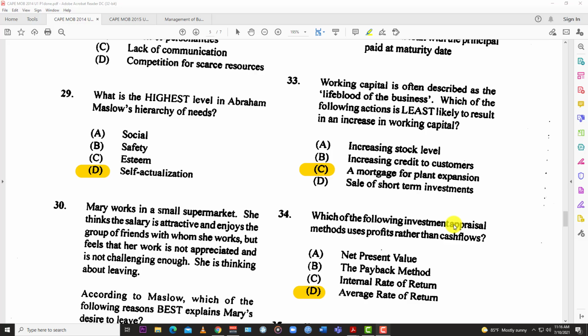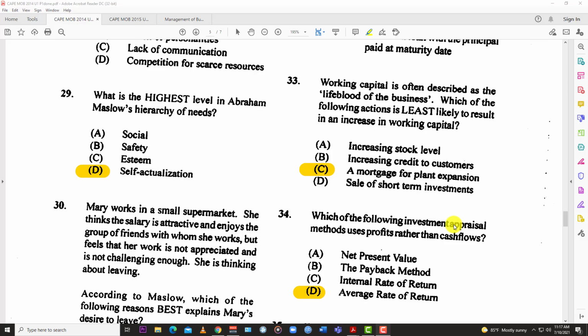Now, the answer we're going for here is C, a mortgage for plant expansion. One of the reasons we're going with C is because, remember we said working capital is current assets minus current liabilities. And a mortgage has nothing to do with current. It's not a current asset. It's not a current liability. It doesn't affect current liability accounts or current asset accounts in any way, shape, or form.